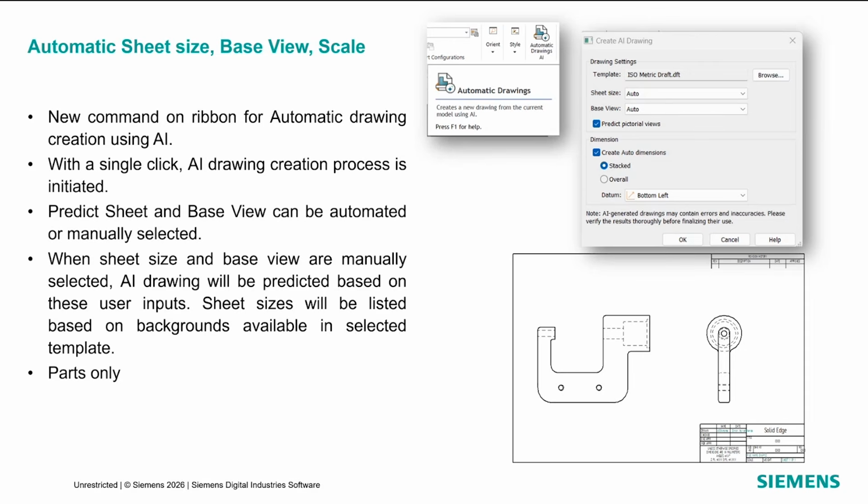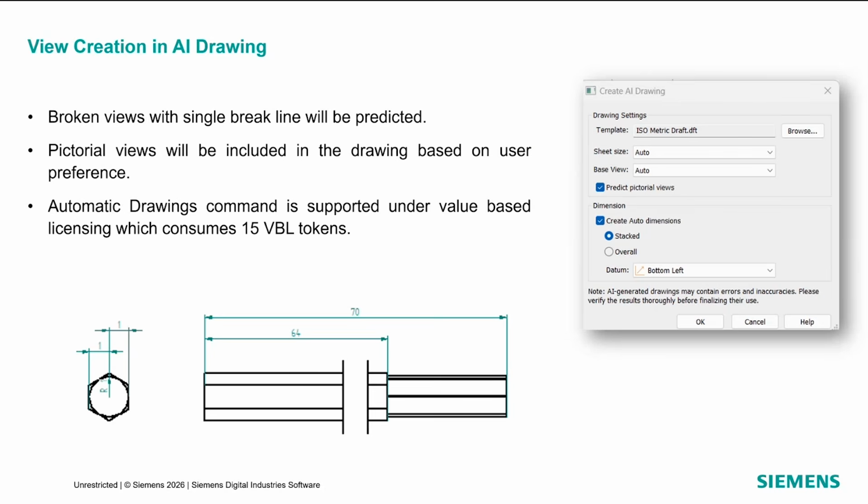One very important thing about the AI drawing is that as of right now in the 2026 version, it is parts only. Now, I know the questions are going to come in: what about assemblies and sheet metals? I can assure you that is on the roadmap for future versions. So right now, it is part only. Once we have the sheet size and a scale predicted, AI can go in and start making the views for us, whether it is broken views or pictorial views. AI will do the job.